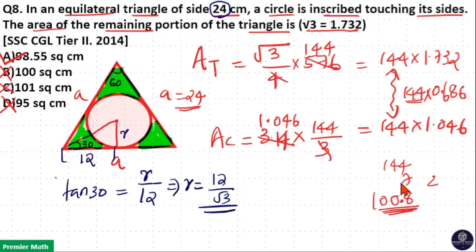But 70% of 144 is 100, which means 68.6% of 144 is nearly 100. So option A is your answer.